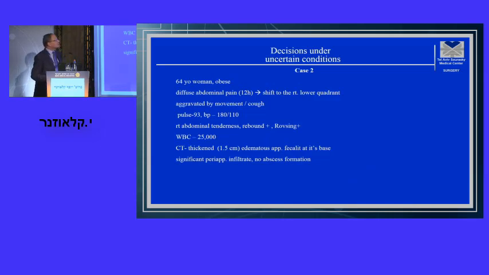It's a 64-year-old woman, very obese. She has a diffuse abdomen. She has signs of appendicitis. She has tenderness, she has peritoneal signs, she's tachycardic, and she has significant infection, 25,000 leukocytes. And on CT, nobody can make nowadays a diagnosis of appendicitis without a CT. Okay? So the CT demonstrates thickened, edematous appendicitis with fecalith at its base and significant periappendicular infiltrate and no abscess formation.